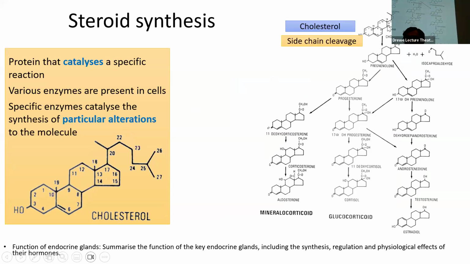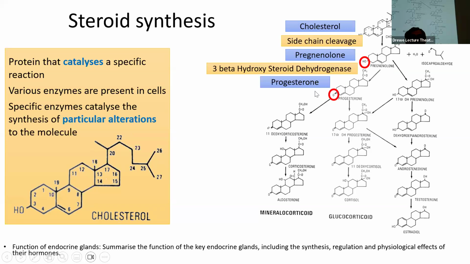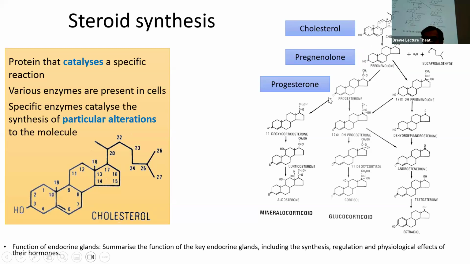You start with cholesterol. The first thing, you chop off the side chain and you get pregnenolone. Then this is position 3. You oxidize position 3 from this alcohol group to a ketone, and you end up with progesterone. So that's cholesterol, pregnenolone, and progesterone. And this is the common progenitor for these two steroids down here.